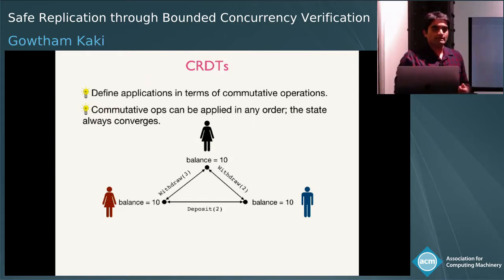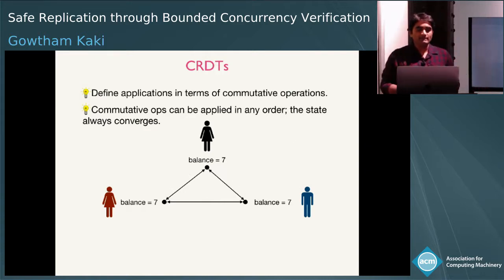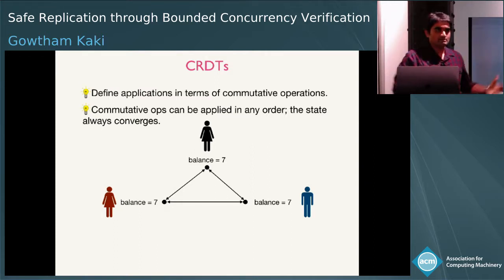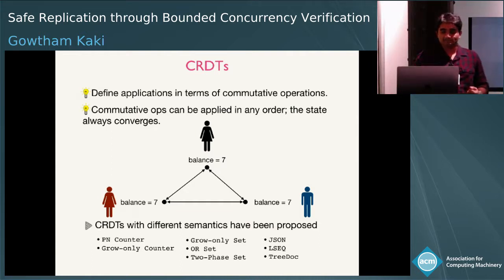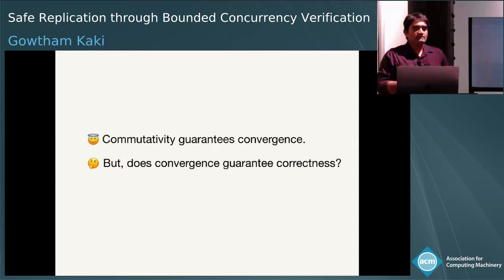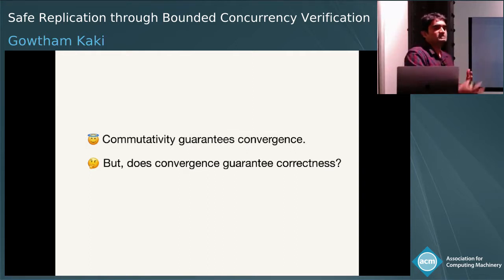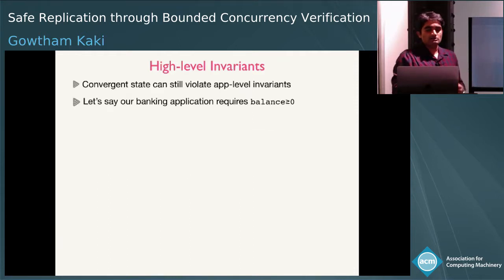When these effects are propagated to various replicas and applied in different orders, since add and subtract commute, we end up with the same balance at all the replicas. So this is great. This solves the problem of divergence. Because of the utility of convergence, multiple CRDTs have been defined which are useful in the context of various applications. So commutativity definitely guarantees convergence, but is it enough? Is commutativity enough to ensure the correctness of applications? Unsurprisingly, it's not. Convergent state can still violate high-level application-level invariants.